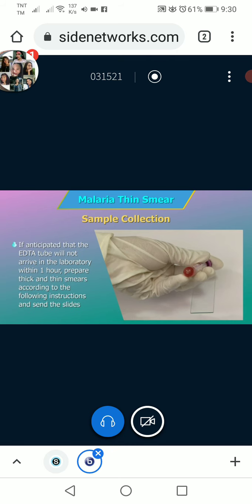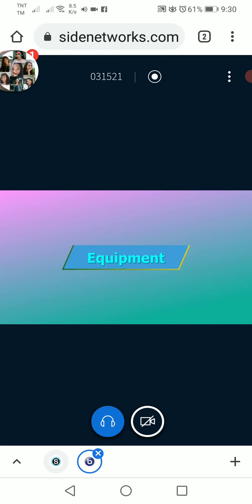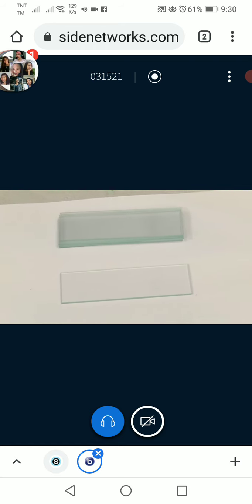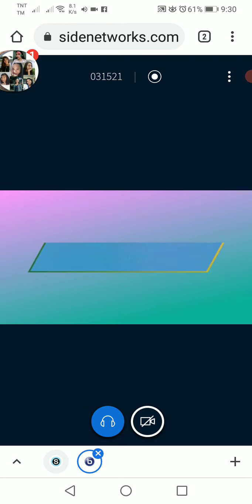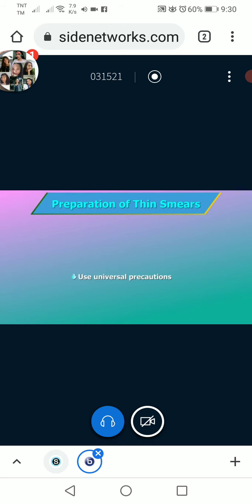If it is anticipated that the EDTA tube will not arrive in the laboratory within 1 hour, prepare thick and thin smears according to the following instructions and send the slides and the EDTA tube to the laboratory immediately. Equipment. Clean, grease-free glass slides and applicator sticks. Preparation of thin smears. Use universal precautions while preparing the smears for malarial parasites.